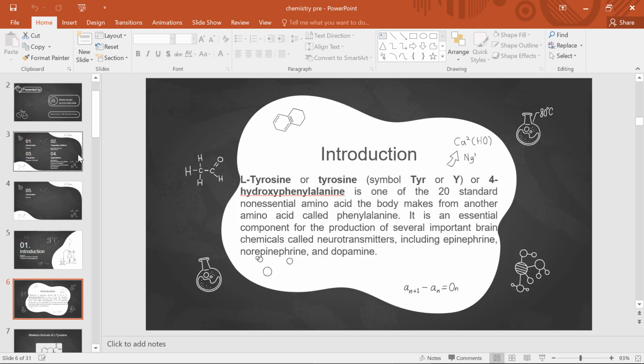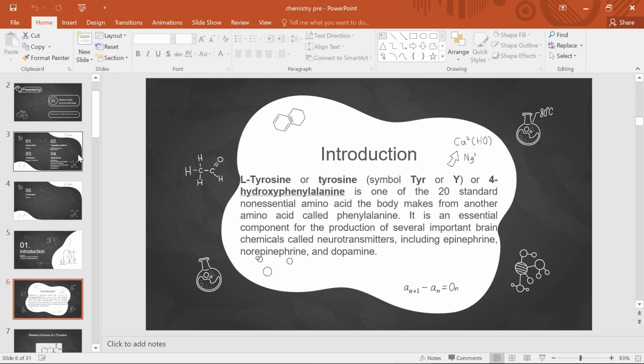So L-tyrosine or tyrosine, symbol TYR or simply Y, also has an IUPAC name which is 4-hydroxyphenylalanine. It's one of the 20 standard non-essential amino acids, which the body makes from another amino acid called phenylalanine.